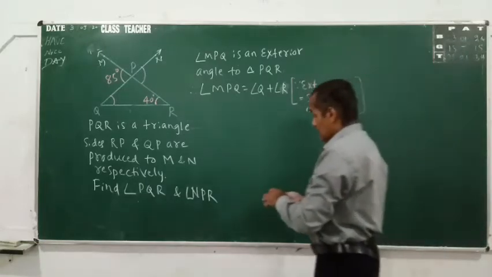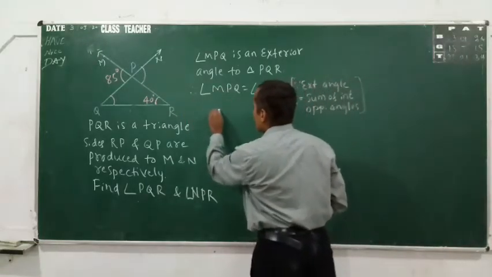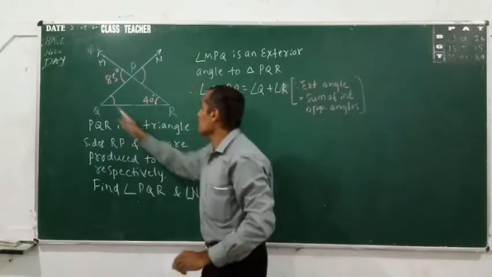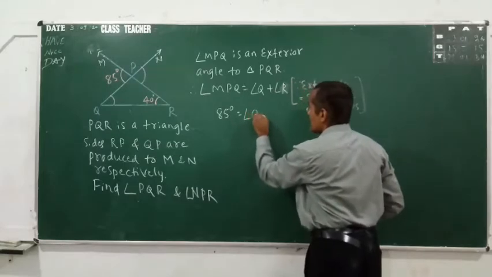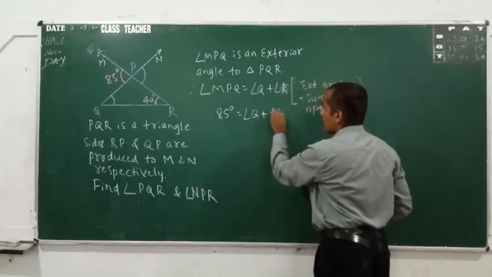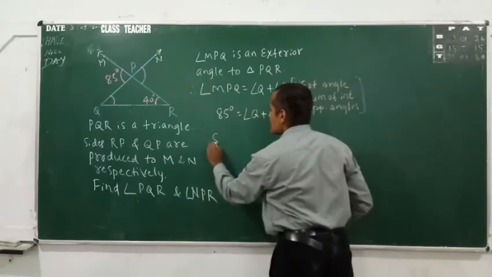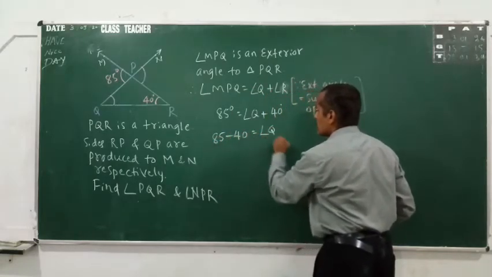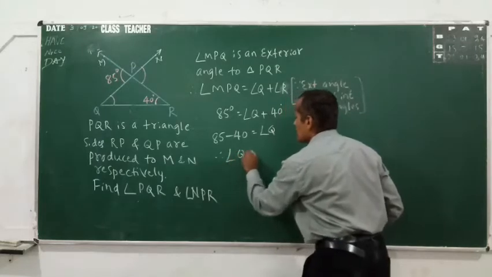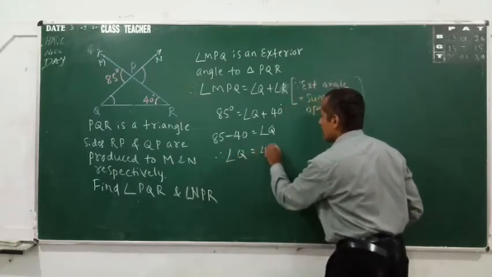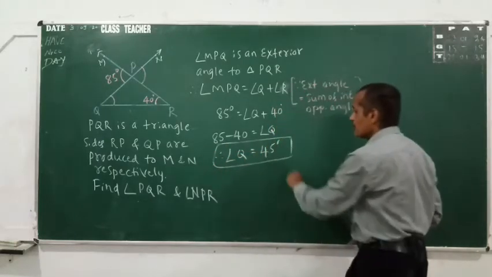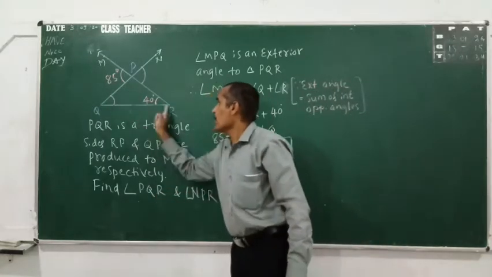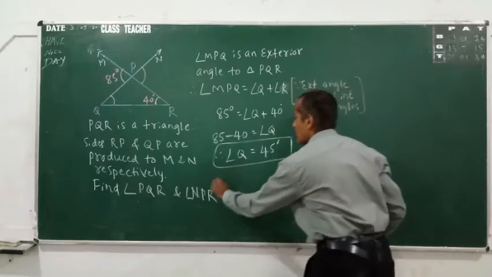Okay. So what is given? MPQ is 85 degree is equals to angle Q, an unknown angle, plus angle R is 40 degree. Transfer this to LHS. 85 minus 40 is equals to angle Q. Therefore, angle Q is equals to 45 degree. Angle Q means nothing but PQR, this angle.